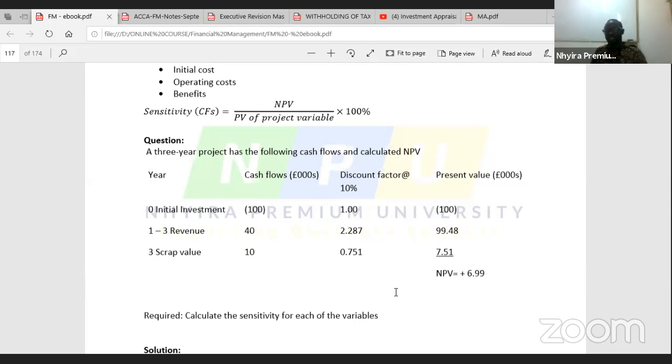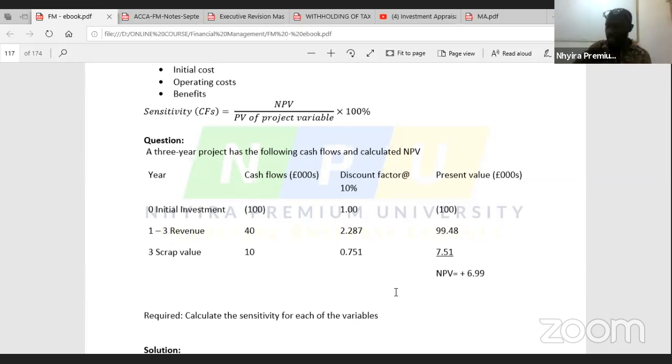Then you see there is a scrap value there. Scrap value is revenue, and revenue or sales is also a receipt. So the scrap value at the end of the third year of this project is 10,000 pounds, and the discount factor there is going to be 0.751. When we discount that, we get 7,510.